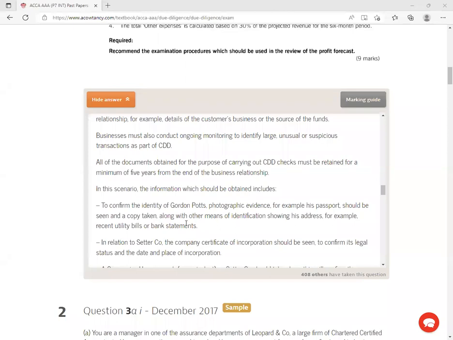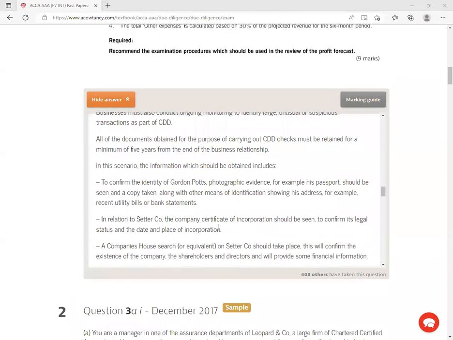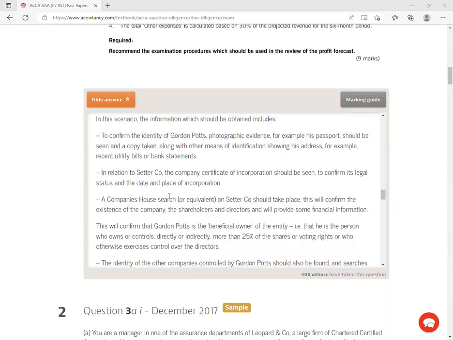In relation to a set up company, the company certificate of incorporation should be seen to confirm its legal status, date, and place of incorporation. Take a copy of this certificate of incorporation. A Companies House search, in our case we talk of a registrar of companies search, or equivalent on the set up company should take place.